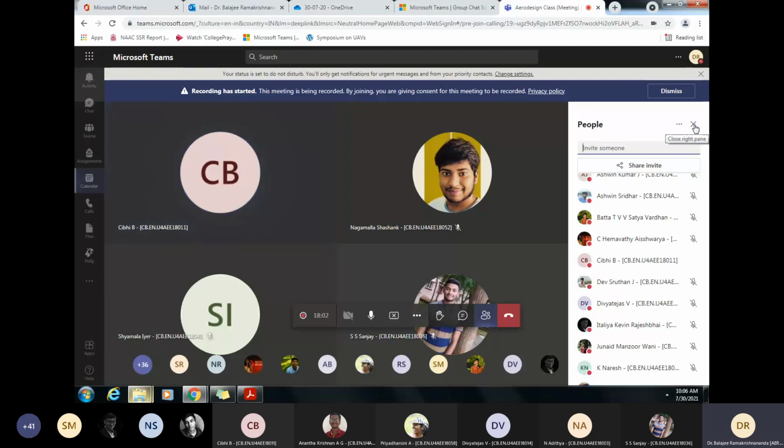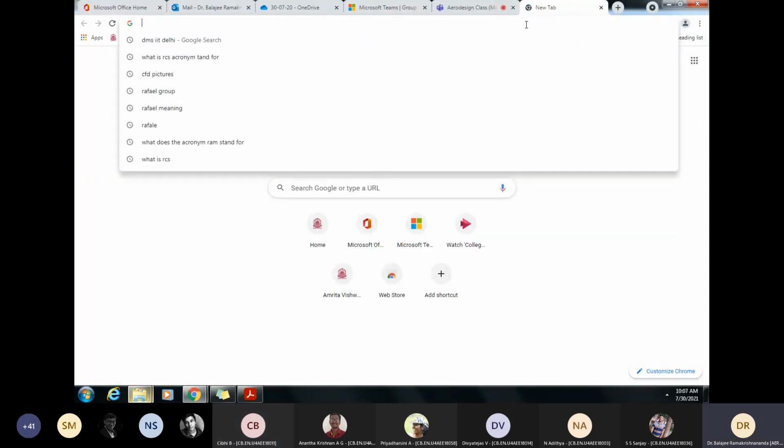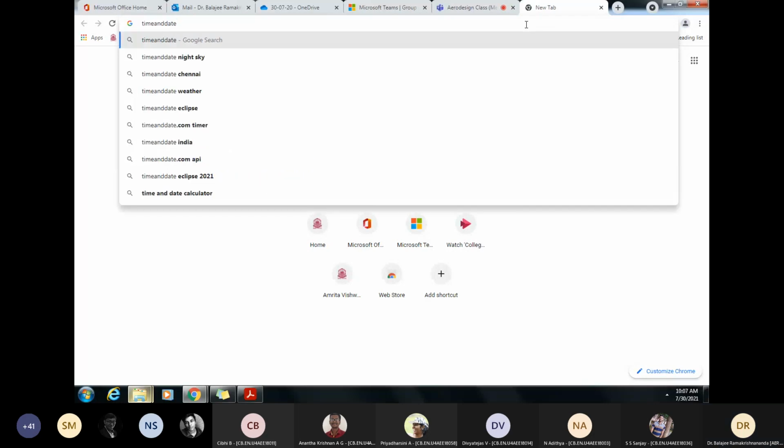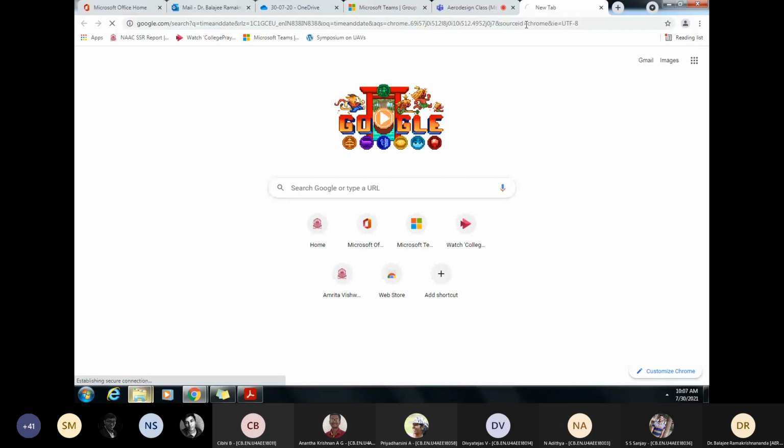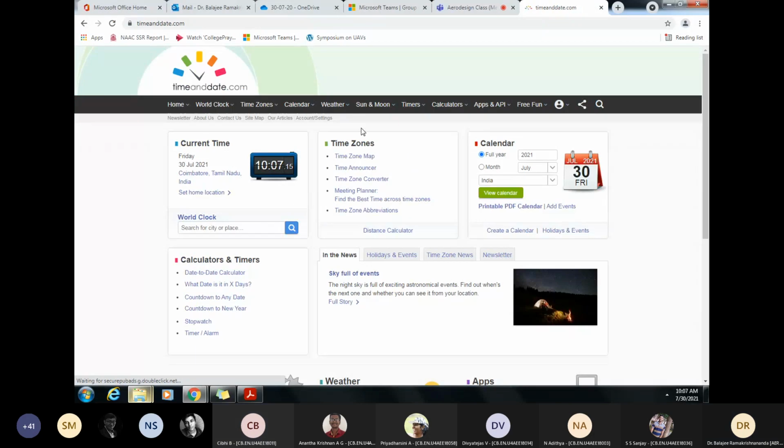Good. Whenever you look at the temperature, they will say that due to wind the temperature is dipping or increasing. If you go to timeanddate.com, have you gone there? No, sir. I think we'll find it now. Time and date. Are you able to see my screen? Yes, sir. Okay, Coimbatore.